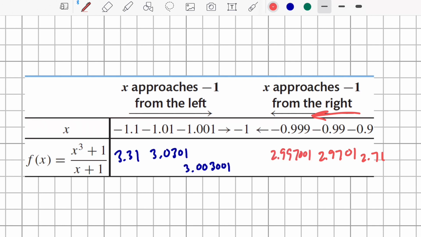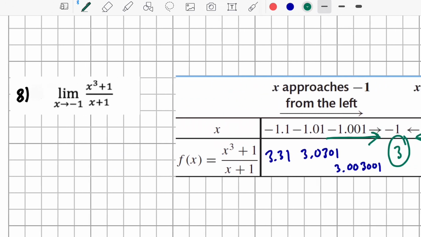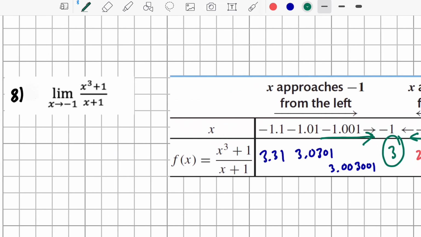2.997001. So to me, it looks like as we approach -1 from the left, and as we approach it from the right, it's getting closer and closer to 3. So that means that the limit as x approaches -1 of this function is going to equal positive 3. That's it.